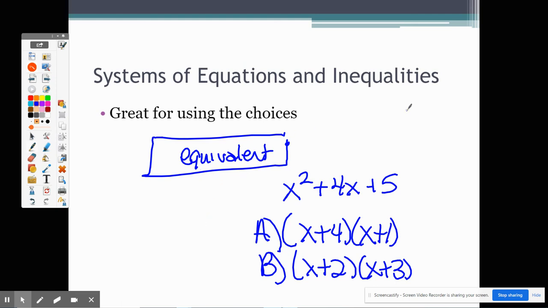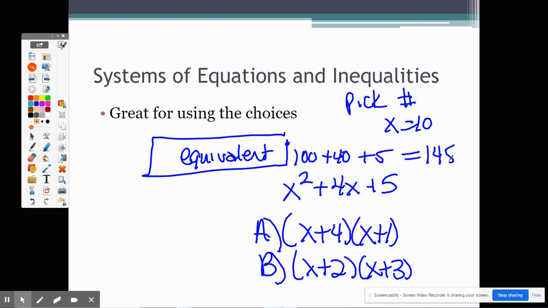Don't pick 1 and 0 because 1 and 0 are special. Some weird things sometimes happen there, okay? Pick a number. Let's say 10. 10 is usually pretty easy, right? Plug 10 into this original equation. 10 squared is 100 plus 40 plus 5. It's 145. If they're equivalent, when I plug 10 into the choice, what is it going to give me? 145. And if it doesn't, it's not equivalent.